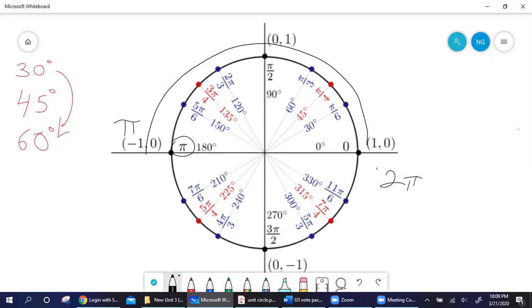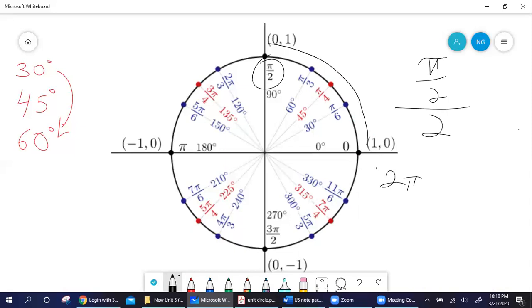If half of a circle is pi radians, and I divide that in half, half of pi would be pi over 2 radians. Now, the next thing I'm going to do is slice the pi over 2 in half. Half of 90 degrees, or pi over 2, well, half of 90 is 45. Well, half of pi over 2, if I slice that in half, half of a half is a fourth.